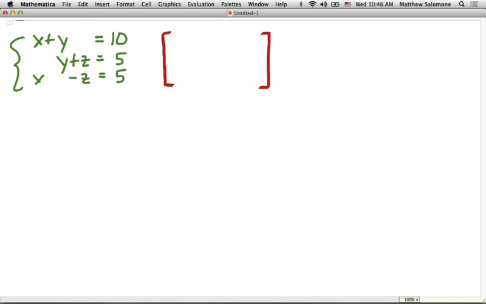So we turn it into a matrix. And the coefficients are something like 1, 1, 0, 10; 0, 1, 1, 5; 1, 0, minus 1, 5. Let's apply our strategy to the solution of this system. I tried to set it up so we didn't have that many steps this time. Where do I start? Let's start again with the first column. Let's try to make this first entry in the first column, which has nothing to its left, a pivot.